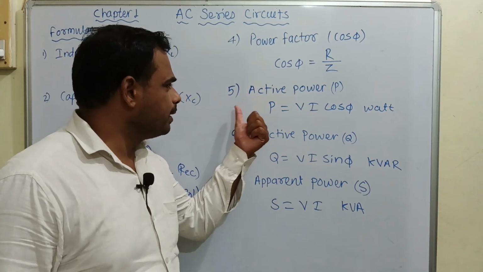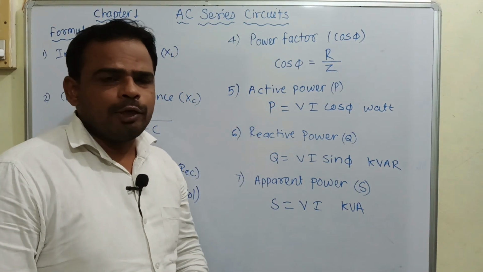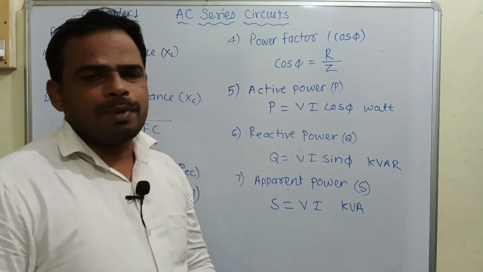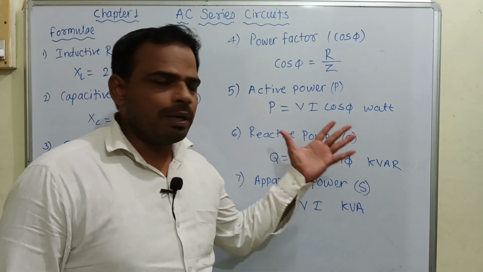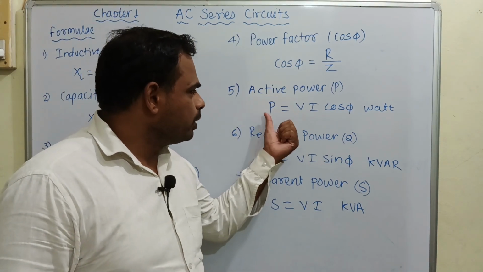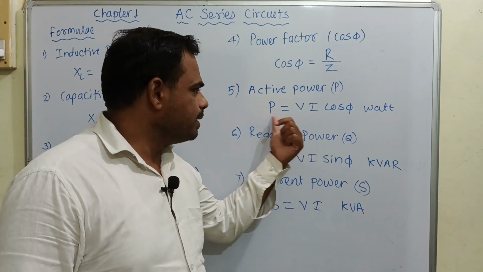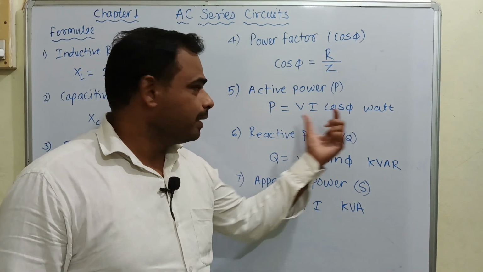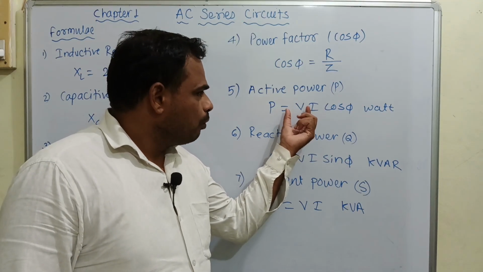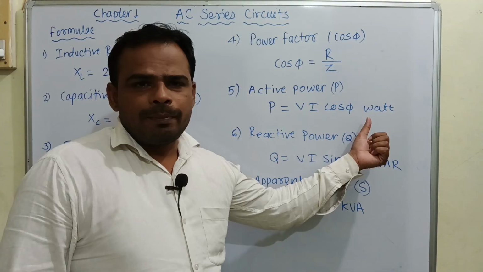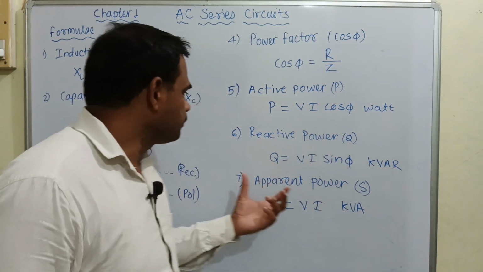See the next definition, which is active power. In electrical circuit we have seen there are three types of powers. First power is active power, which is real power. It is denoted by letter P, and the formula is P is equal to VI cos phi. It is the product of voltage, current and power factor. The unit of real power is watt.